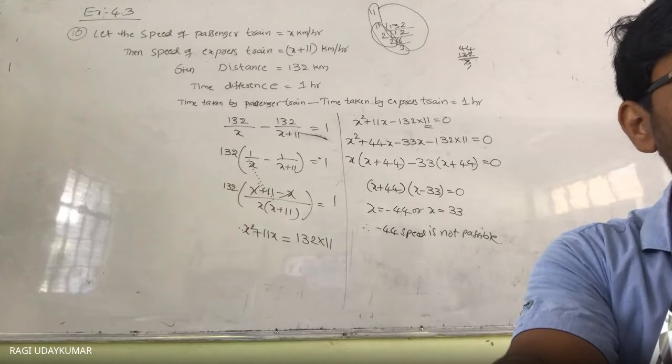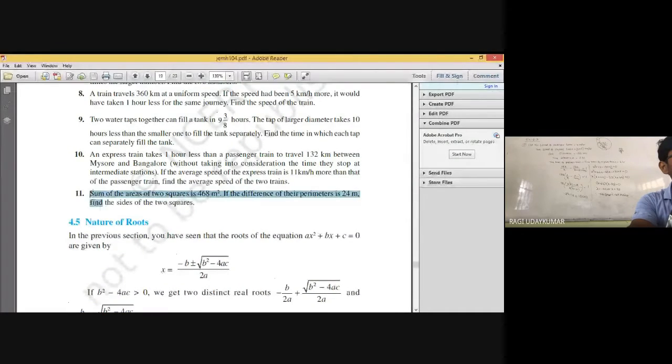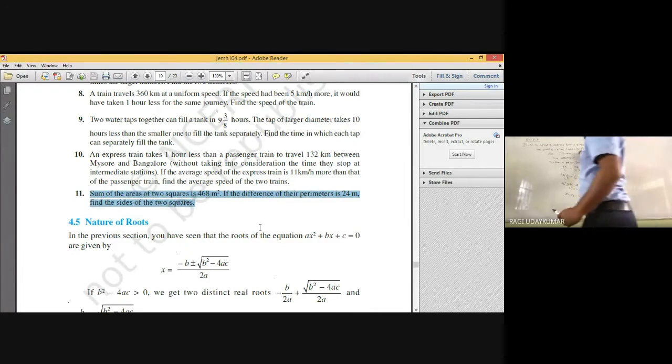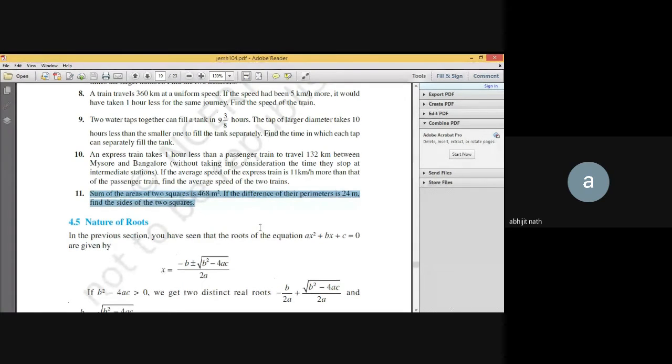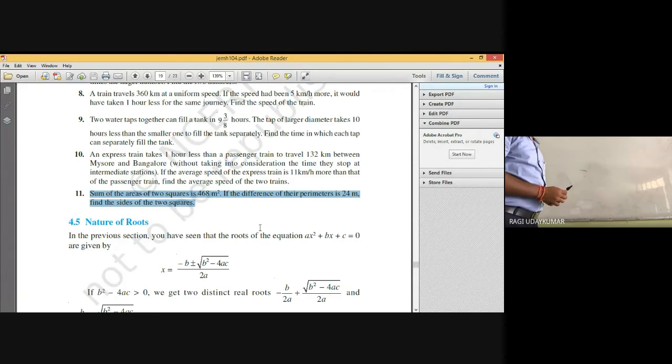The last question in this: it is given that the sum of the areas of two squares is 468 meter square. If the difference of their perimeters is 24 meters, find the sides of the two squares.